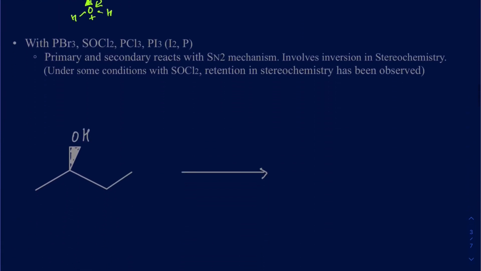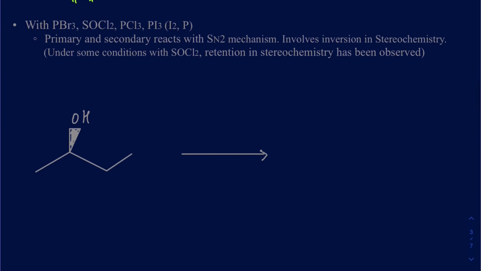Okay, now what if you want to use PBr3, SOCl2, PCl3, or PI3? So typically the PI3 is not that stable, so you actually add the phosphorus and iodine together to first make the PI3, like making a fresh PI3, and then it reacts with it. This works mainly for the primary and secondary alcohols, and it goes with an SN2 mechanism. The tertiary alcohols are kind of crowded for these guys to react.